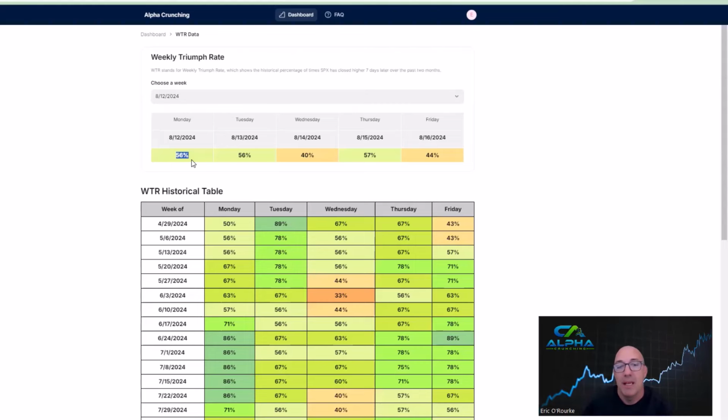Not that great. Tuesday also 56% of the time. Wednesday has only closed higher 40% of the time. That's telling you that 60% of the time, Wednesday has closed lower 1 week later. We're comparing close to close. Thursday was 57% and Friday was 44%. So for this particular week, the only days we would even consider are, guess what? Monday, Tuesday, and Thursday, because they're the only ones above 50%.